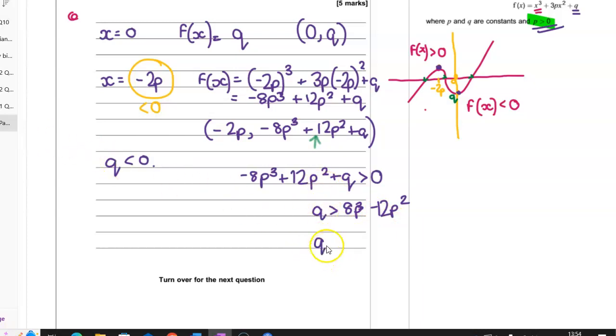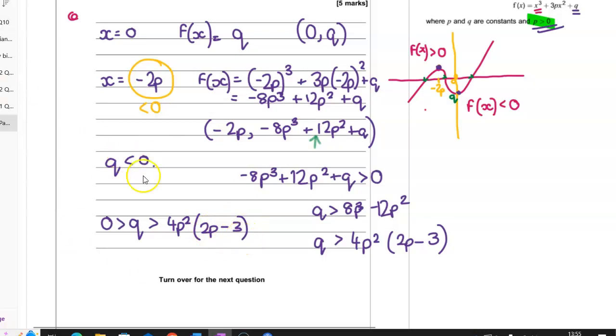And q has got to be less than 0. I suppose if we wanted to, we could factorise this. So we could take a 4p squared out, and that would leave us with 2p minus 3. Do we need to do that? No, I don't think we do. So we're asked to find the range of possible values of q. So for the range, q has got to be less than 0, and q has got to be greater than 4p squared times 2p minus 3, whatever p is. And that will be your final answer.